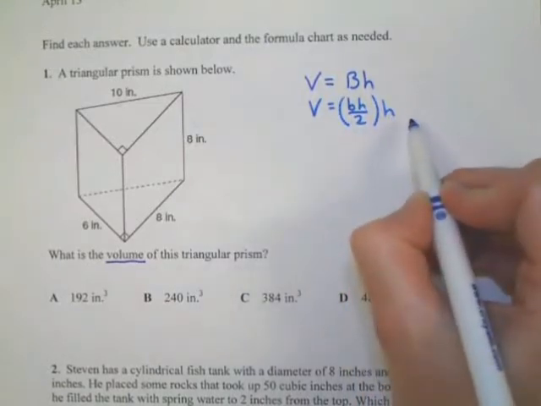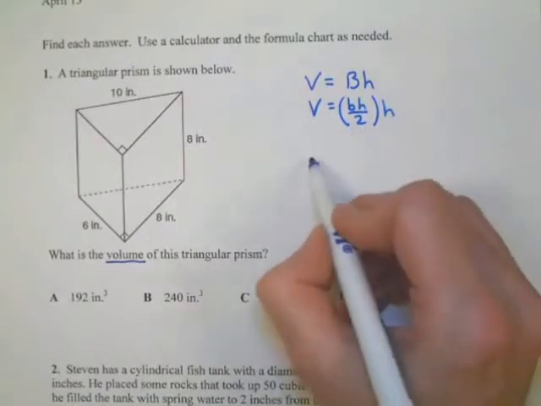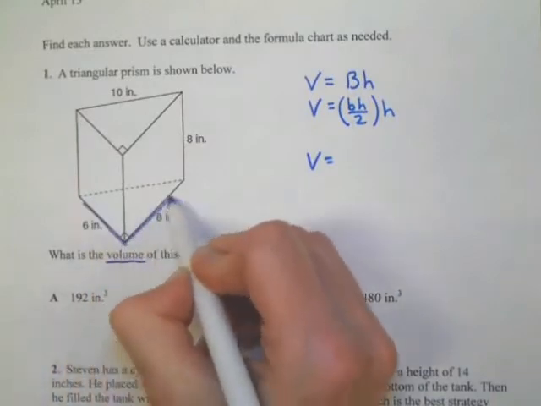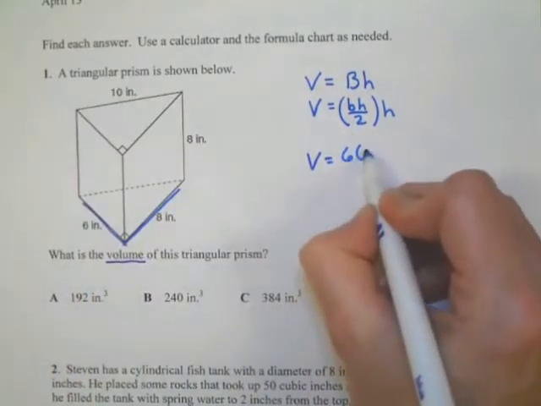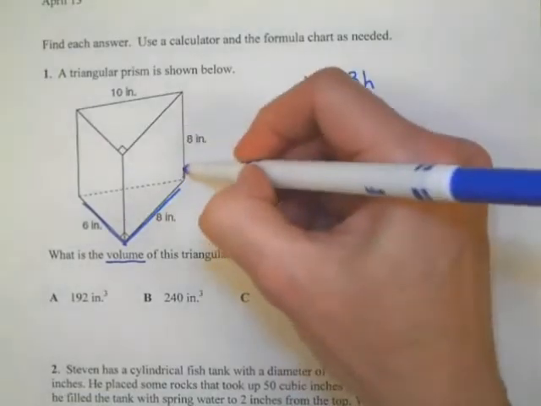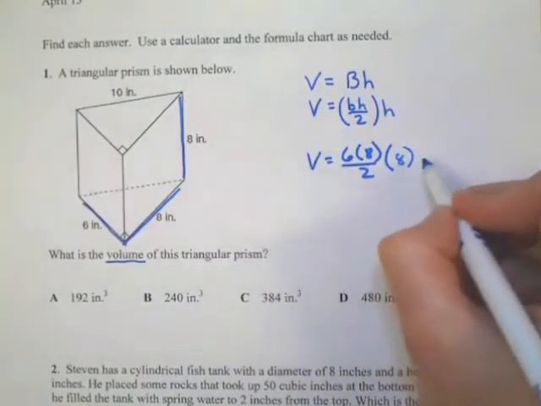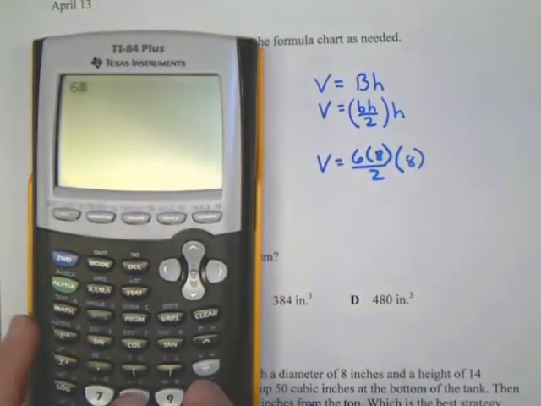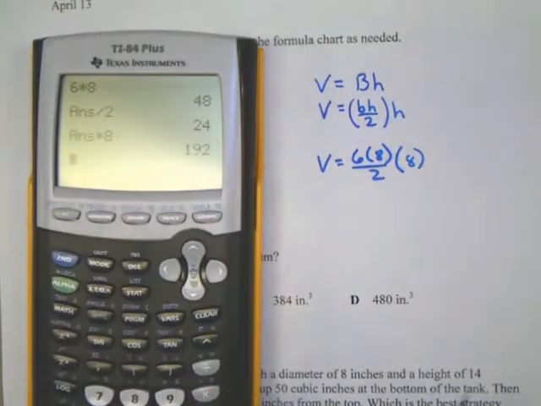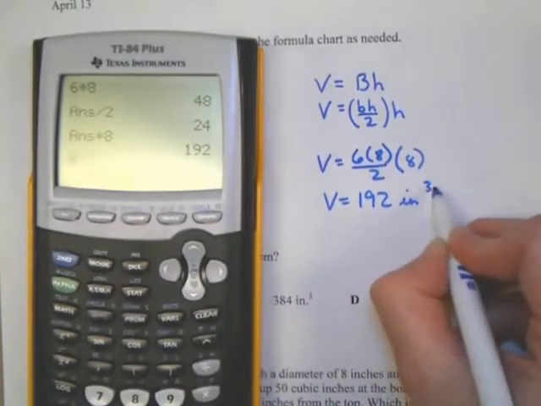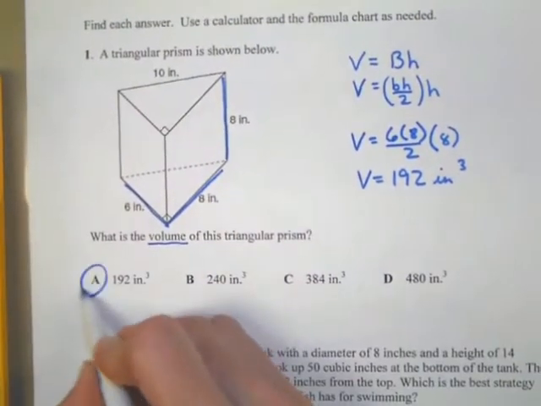I'm looking for the volume, so I'm just going to fill in my numbers right now. The base times height is talking about the base of the prism. So we have 6 times 8 divided by 2, and multiply all of that times the height of the prism, which is 8. If you want to put all that in your calculator, 6 times 8, divided in half, is 24, and 24 times 8 is 192, so the volume is 192 cubic inches. That is answer choice A.